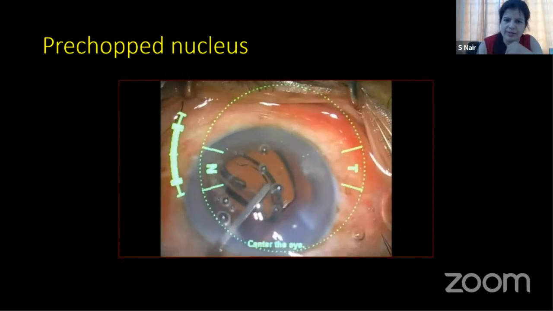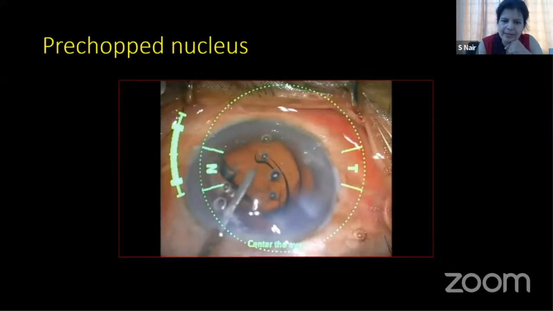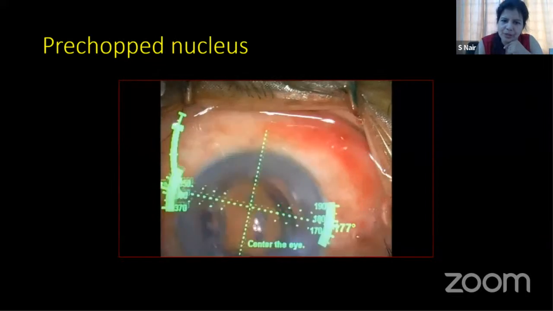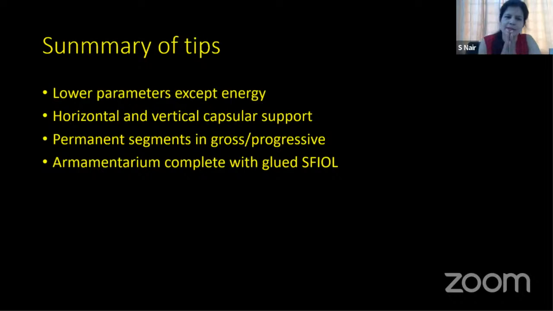So now there is the placement of the lens in the bag. Some of the take-home points that I would like to drive in is that the parameters except energy need to be lowered a bit. So if you usually use a 32 AFR, please bring it down to 24 or 28. Now, if you're using a vacuum of 600, you can get down to 250 or 300. This is to maintain the stability of the lens. There should be both horizontal and vertical capsular support during phacoemulsification.